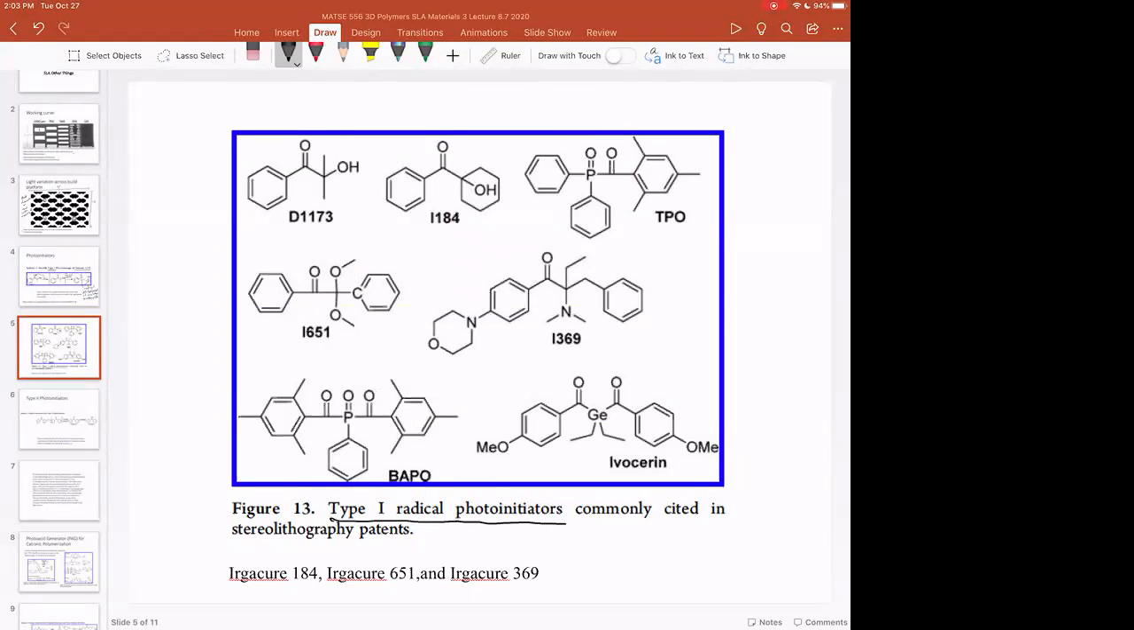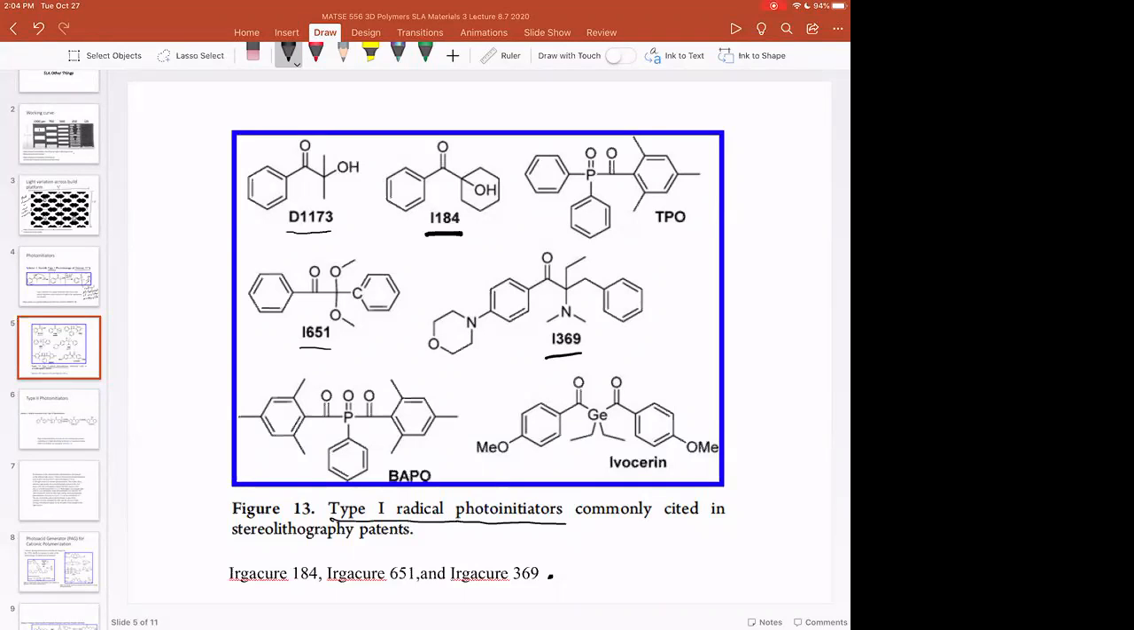And so Darocure 1173 is this one right here that we saw in the previous slide. We've referred to Ergocure 184 and some other Ergocures. That's I-184. Here's Ergocure 651, and here's Ergocure 369. And so these are just different types of photoinitiators that you can buy from the Sigma Aldrich catalog or wherever you buy your photoinitiators. And so this gives you an idea that these are all radical photoinitiators.